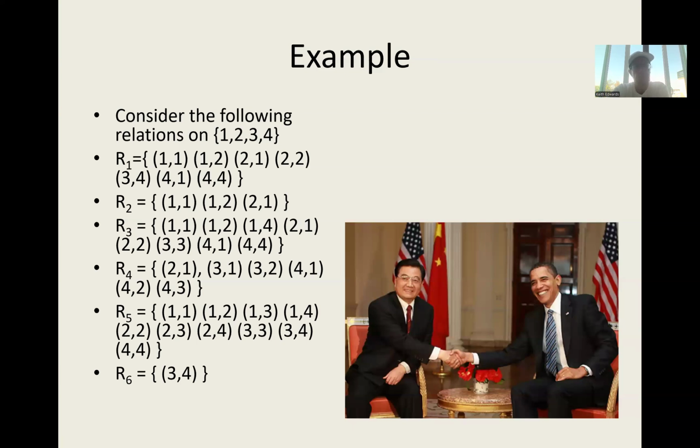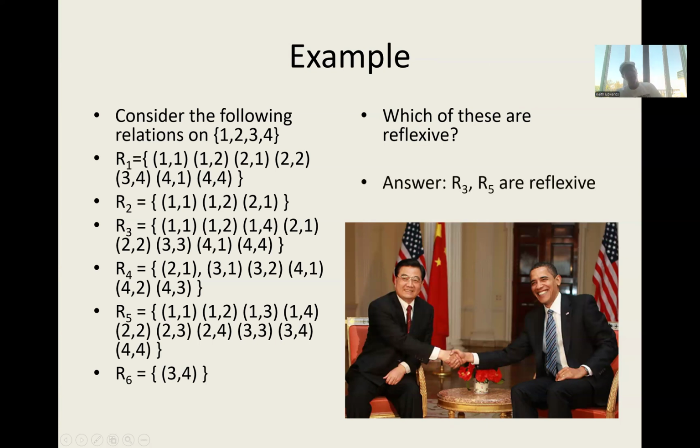So look at these relations here, R1 through R6. Which ones are reflexive? Well, in R1, we have 1, 1, 2, 2. We don't have 3, 3. R3, we have 1, 1, 2, 2, 3, 3, and 4, 4. That's good. R2, we don't have 2, 2 in there. We don't have 3, 3, and 3, 4. R5, we have 1, 1, 2, 2, 3, 3, and 4, 4. So R3 and R5 are the reflexive ones.